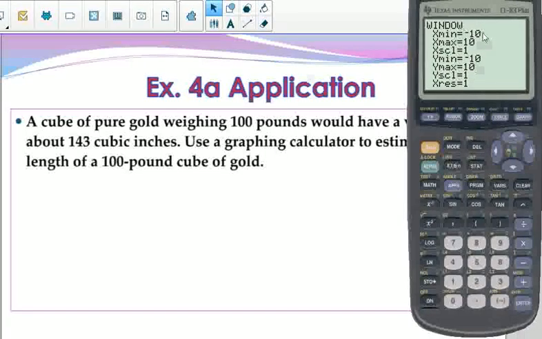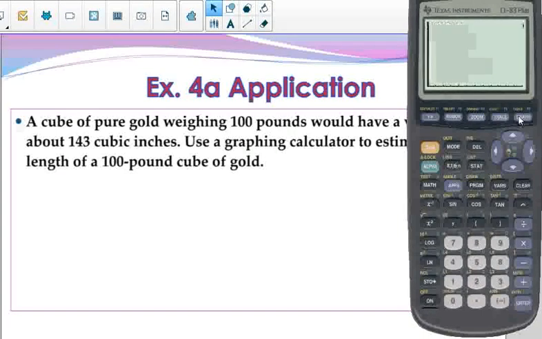So I'm going to change this. My minimum x, we're going to make this 0. The max, we'll make this 12. And then the minimum for the y, we'll make 0. And the max, we'll make this 200. Now if I graph it, here you can see my graph. We want to find out where it gets to 143.